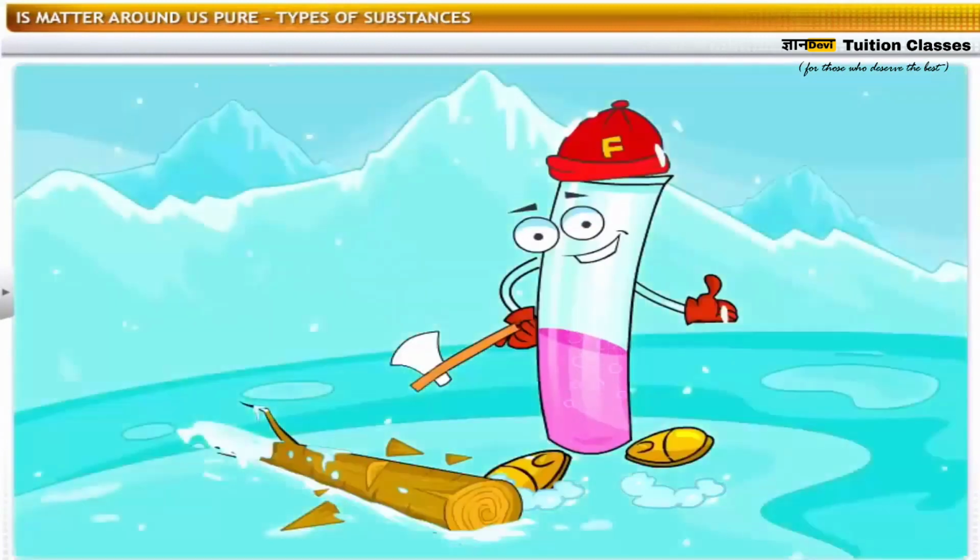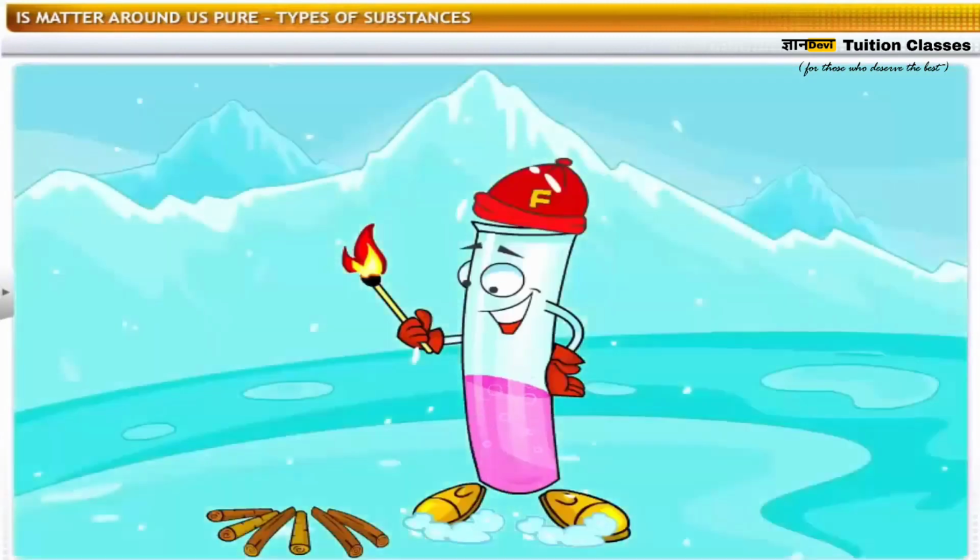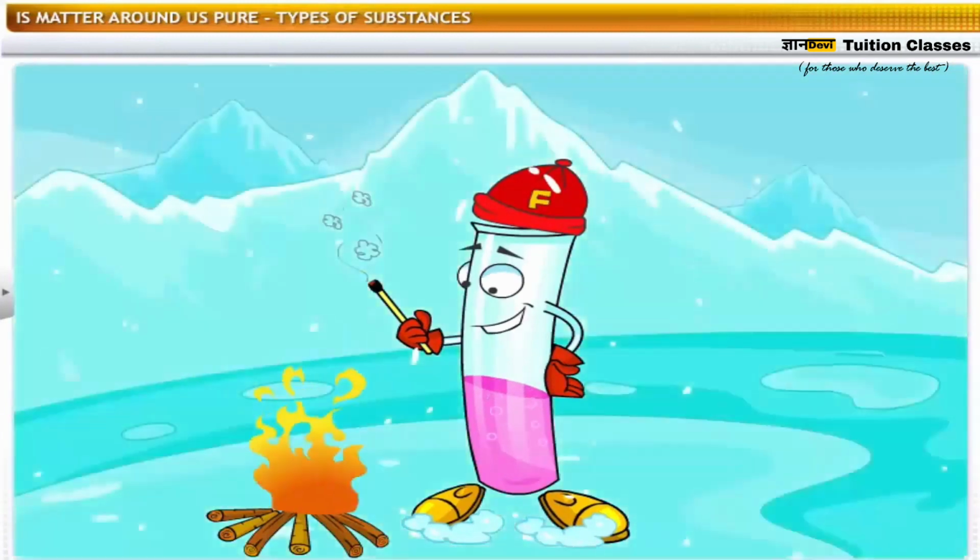Hey! I will show you something. This is a physical change. Let me burn this. I need some charcoal. Now this is a chemical change.